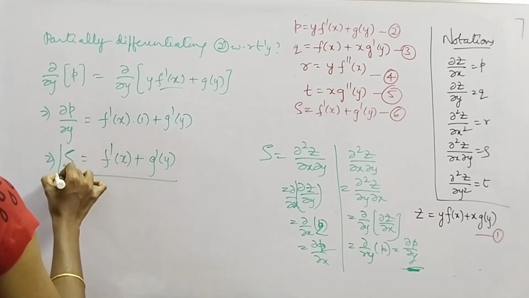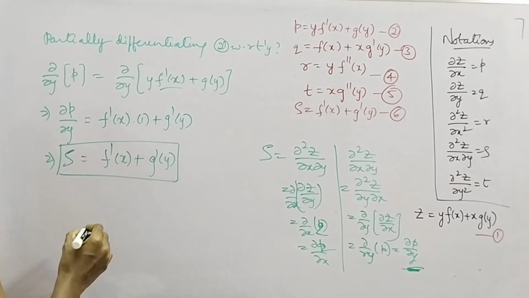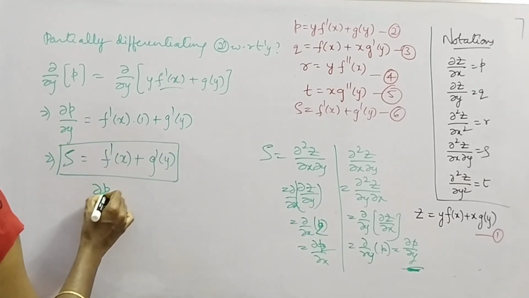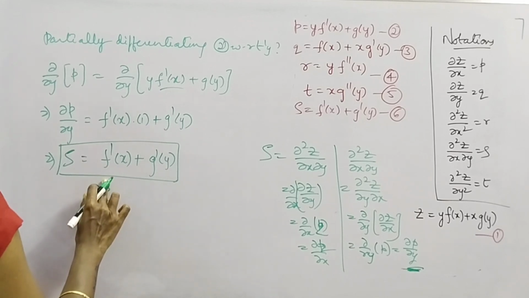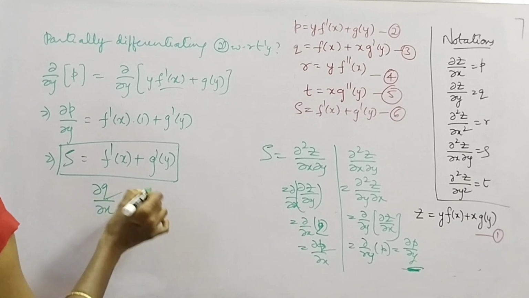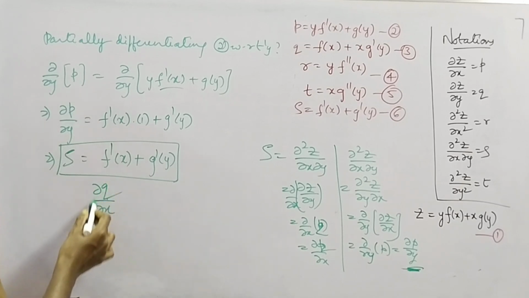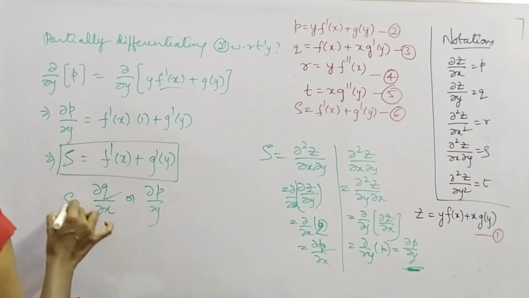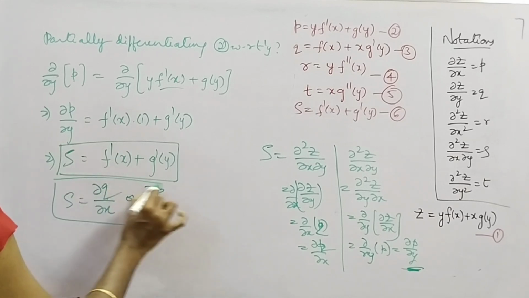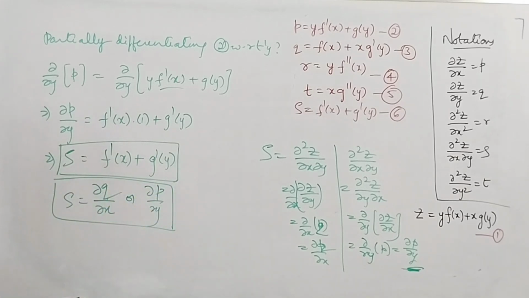In order to find s, either you can find the partial derivative of q with respect to x or the partial derivative of p with respect to y. s is given by dou q by dou x or dou p by dou y. This completes the problem.